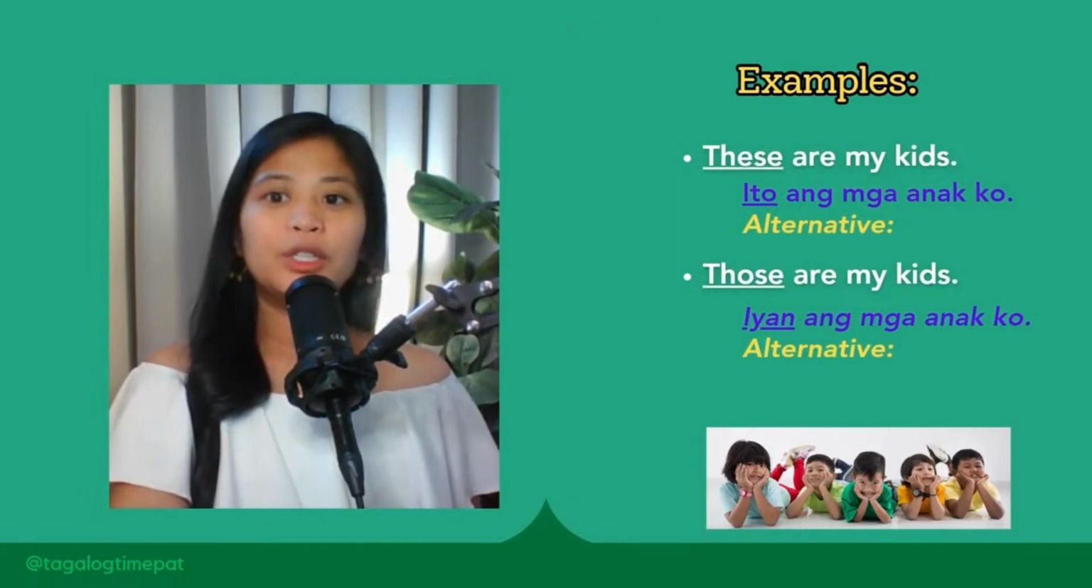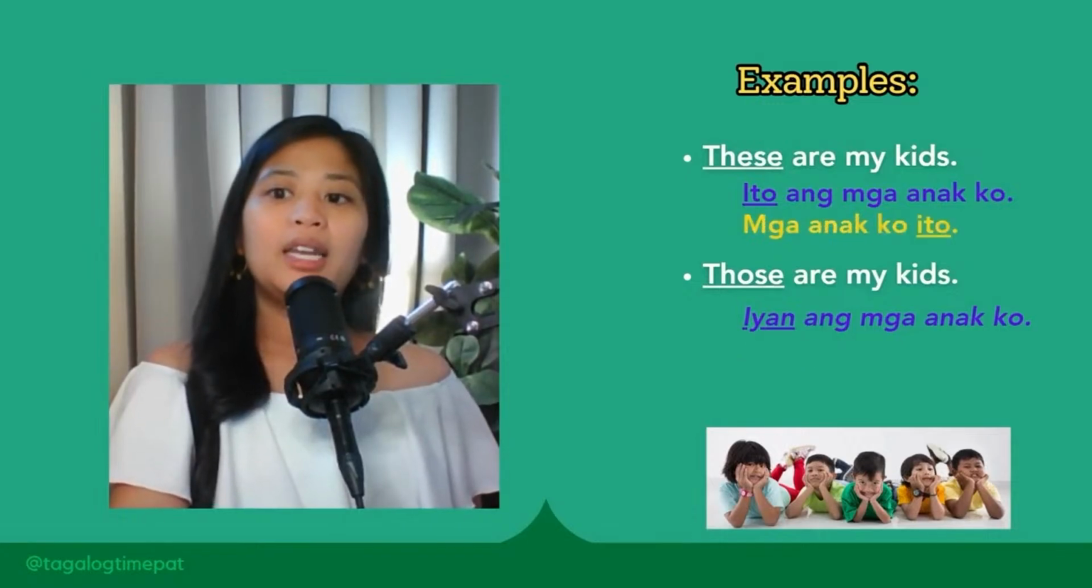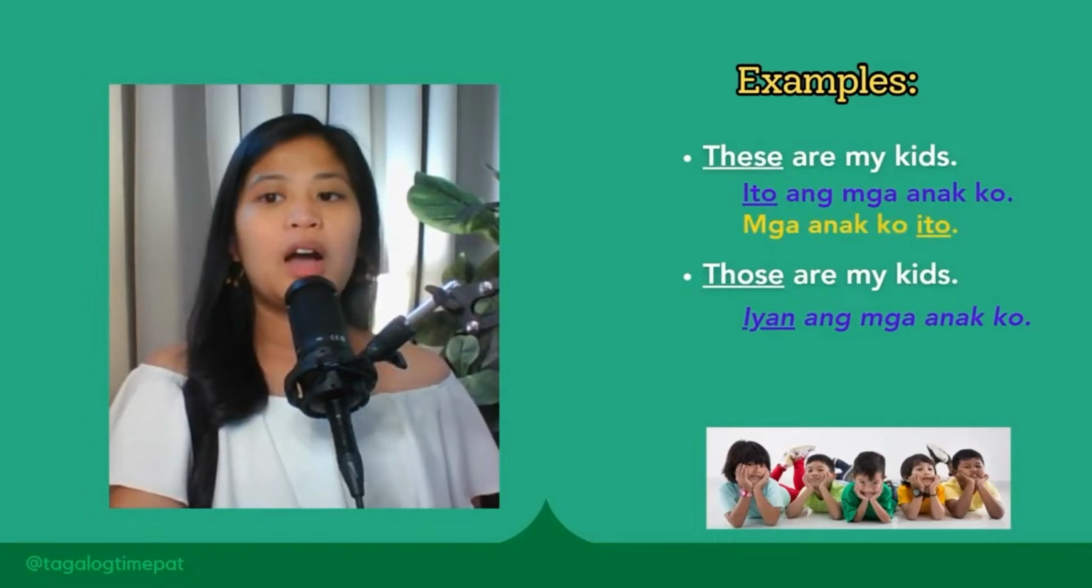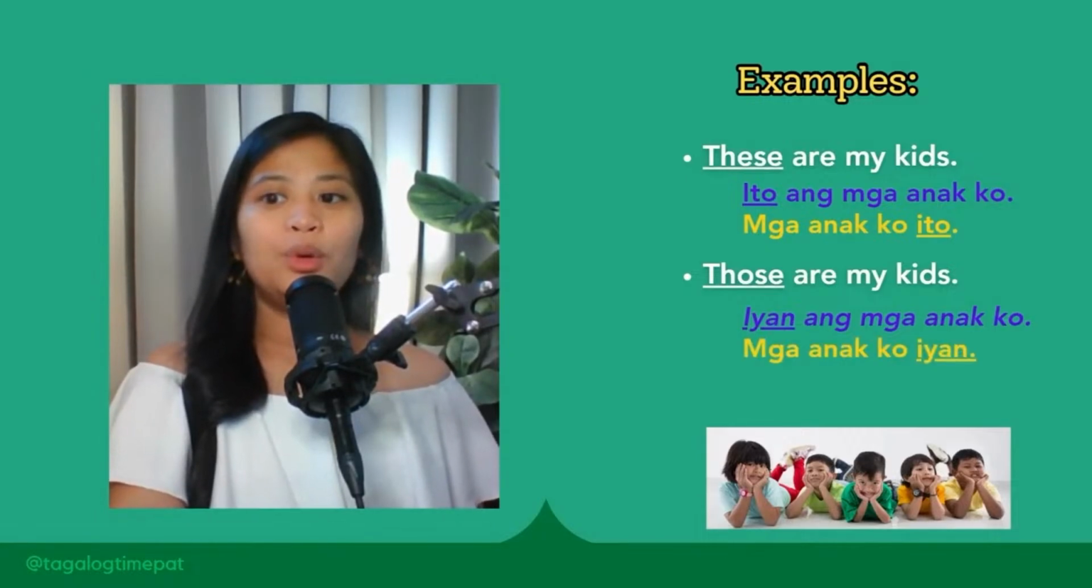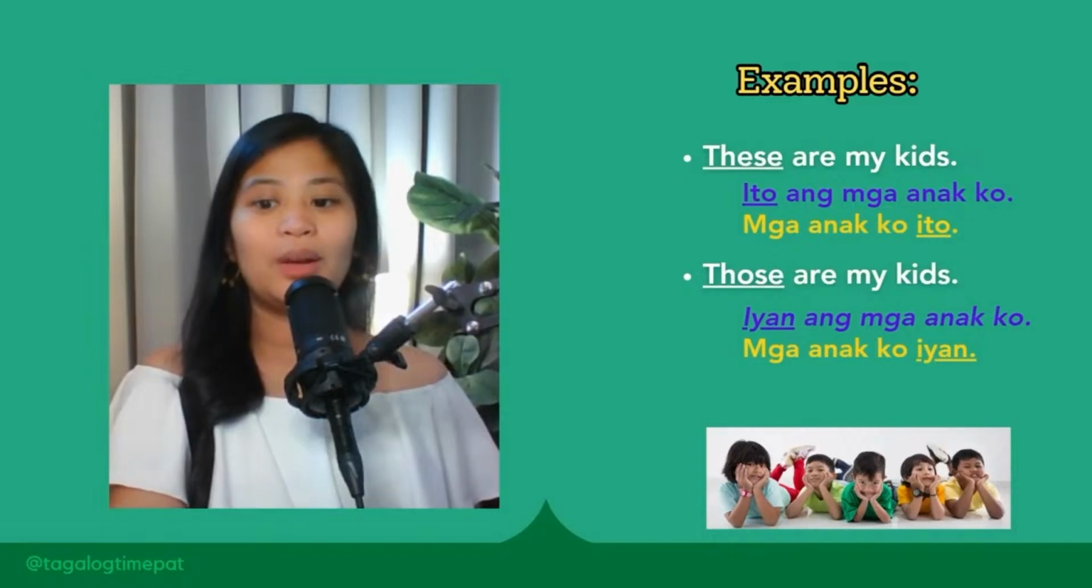Okay, so the alternative for "ito ang mga anak ko" would be "mga anak ko ito." So the object goes first, then the pronoun, then the demonstrative pronoun. "Mga anak ko ito." "Yan ang mga anak ko" can also be said "mga anak ko yan." "Mga anak ko iyan." Okay, so those are the different ways you could say these phrases.